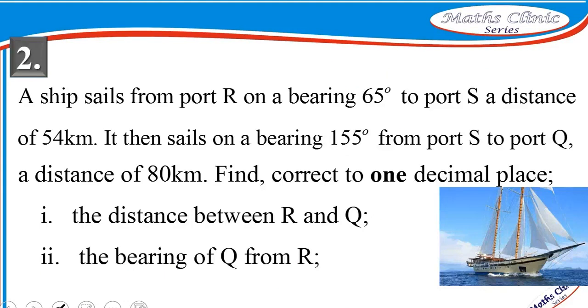You're welcome to example number 2 of the bearing series. In this question, we have a ship that sails from port R on a bearing of 65 degrees to port X, a distance of 54 kilometers. It then sails on a bearing of 155 degrees from port X to port Q, a distance of 80 kilometers. We want to find, to one decimal place, the distance between R and Q, then the bearing of Q taken from R.